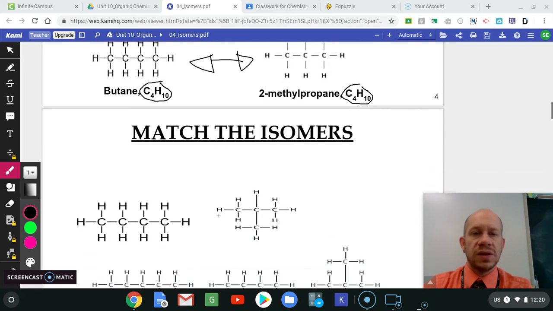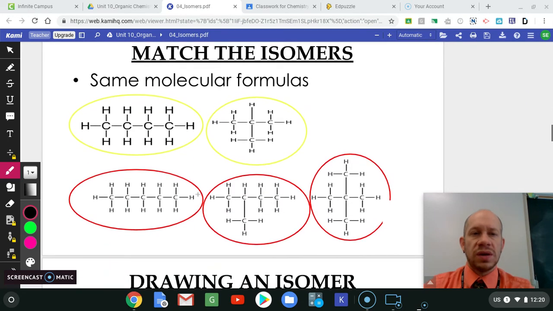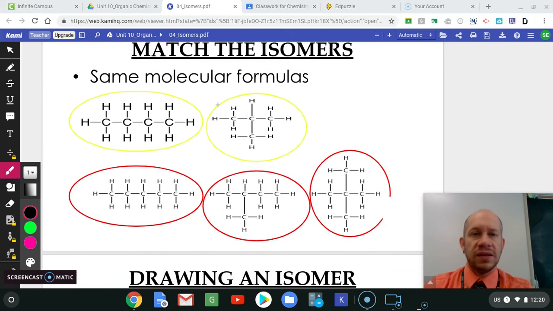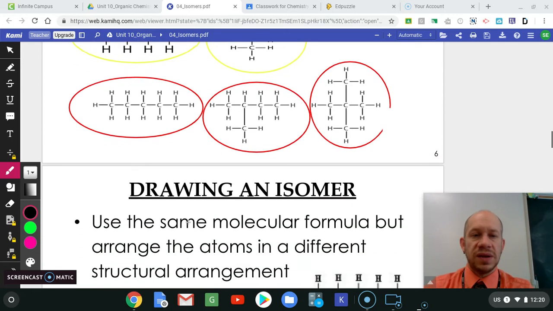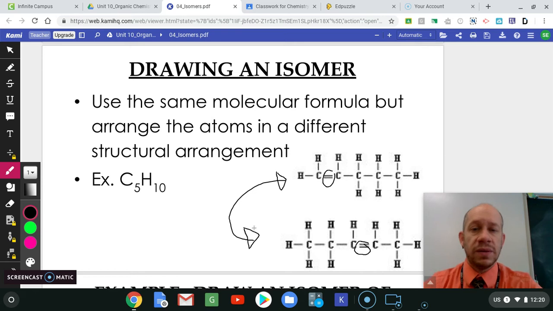So check and see, match the isomers, and check your work. These 2 have the same molecular formulas but different structures, and these 3 all have the same molecular formula but different structures, and therefore different properties. Drawing an isomer, you will use the same molecular formula but arrange the atoms in a different structural arrangement. So both of these have the molecular formula C5H10. However, the double bond, if you notice, is in a different location, therefore it's a different compound.